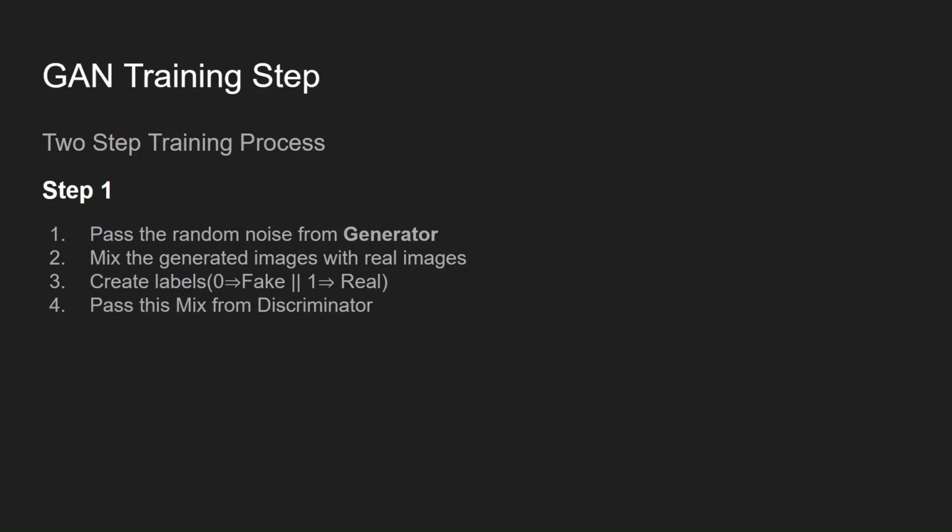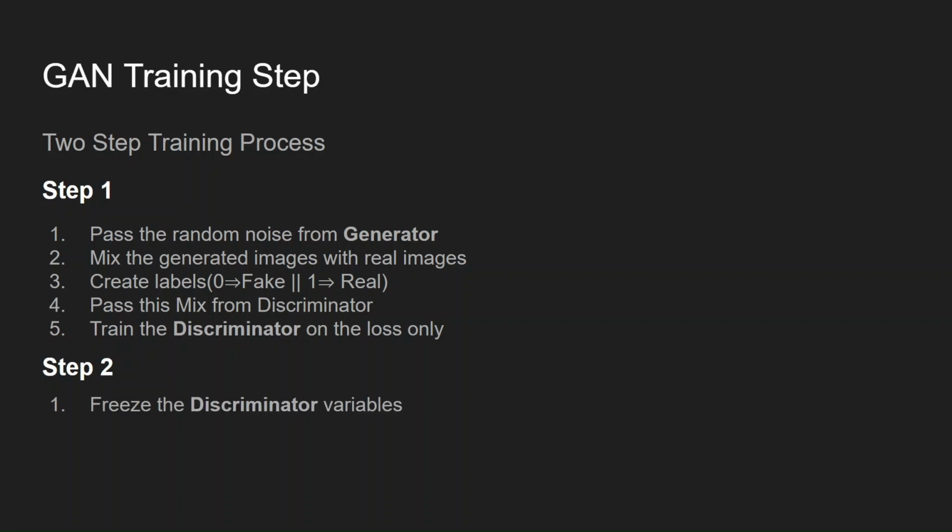And then we are going to pass the mix of real and fake images through the discriminator, and then train the discriminator on the loss only. So it's very important. We are not going to train the generator in step 1, we are just going to train the discriminator. In step number 2, we are going to train the generator now. Okay, so no discriminator training, we already did it in step number 1.